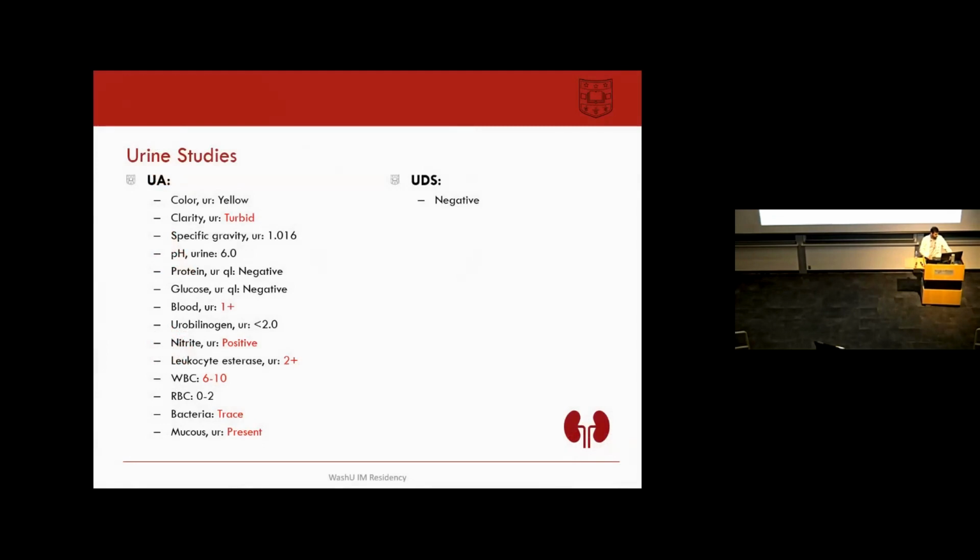So we got UA, urine studies, essentially some turbid fluid, a little bit of blood and nitrites and leukocyte esterase in there, some trace bacteria and some mucus present, but the white count was only 6 to 10. So it actually didn't reflex to culture. And then they got a UDS as well, which was negative on this patient.